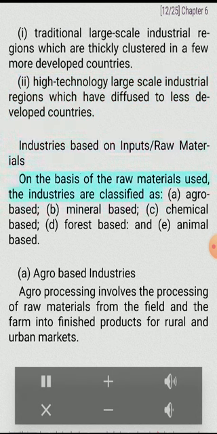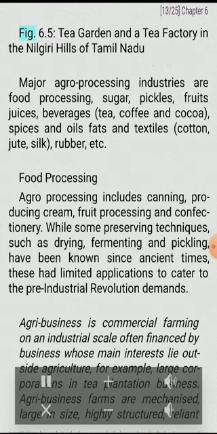Industries based on inputs, raw materials. On the basis of the raw materials used, the industries are classified as: A. Agro-based, B. Mineral-based, C. Chemical-based, D. Forest-based, and E. Animal-based. A. Agro-based industries. Agro-processing involves the processing of raw materials from the field and the farm into finished products for rural and urban markets. Fig. 6.5. Tea garden and a tea factory in the Nilgiri hills of Tamil Nadu.